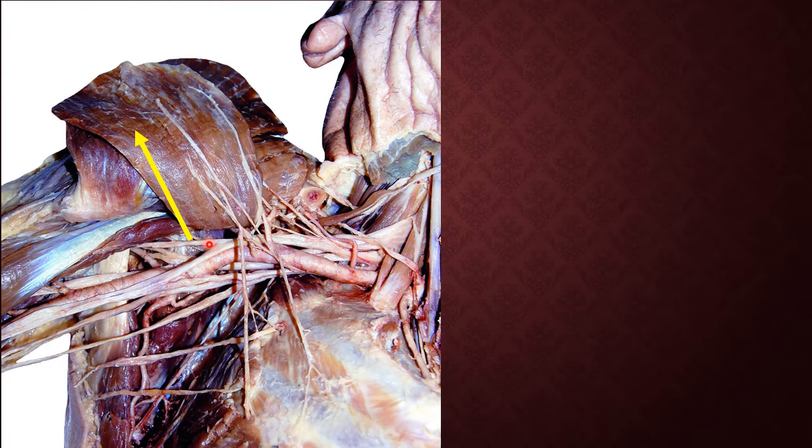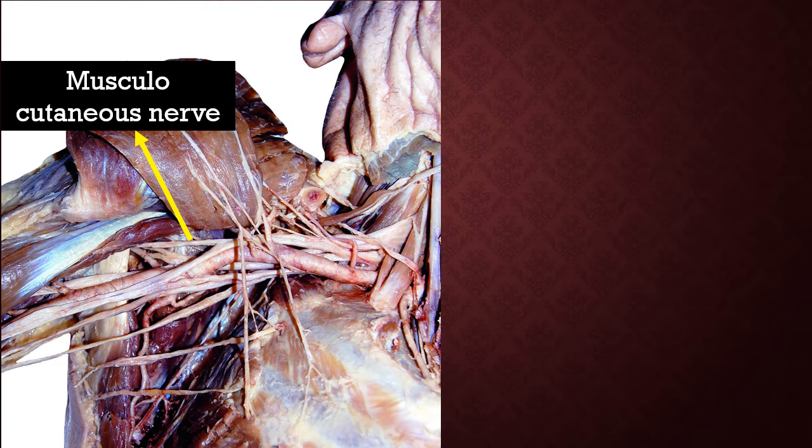The lateral chord of brachial plexus gives three branches. One is the lateral pectoral nerve, which we can identify at the upper margin of the pectoralis minor. Then the musculocutaneous nerve, which is running laterally and piercing the coracobrachialis. And then the lateral root of median nerve, which is running medially and going to join with the medial root of median nerve. The median nerve location will be lateral to the third part of axillary artery. So that is about identification of the three branches of the lateral chord of brachial plexus. This is nothing but the musculocutaneous nerve.